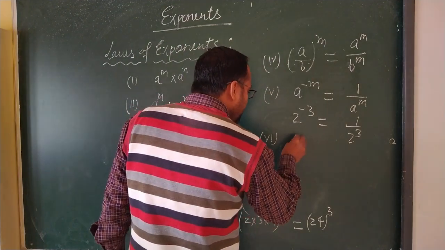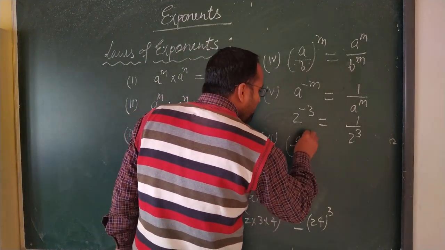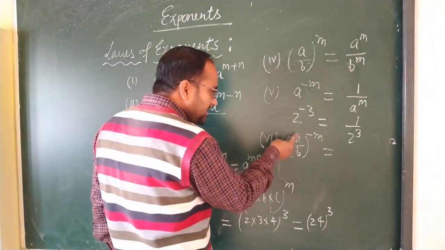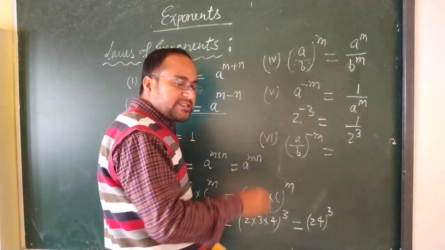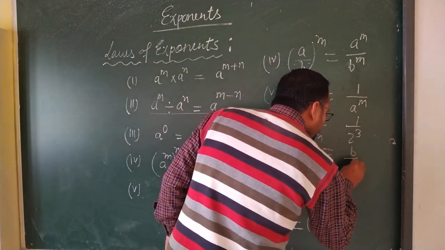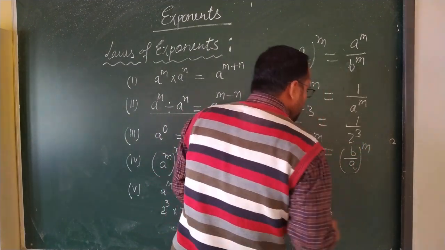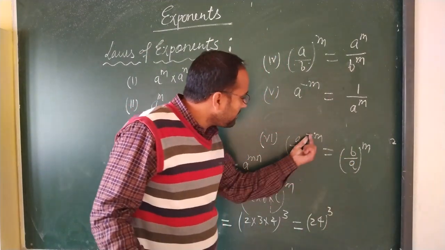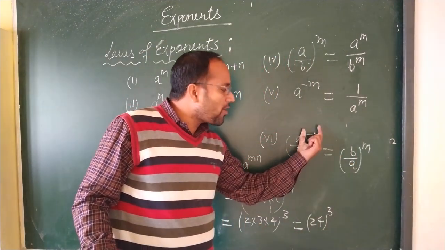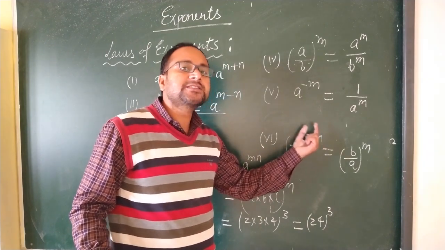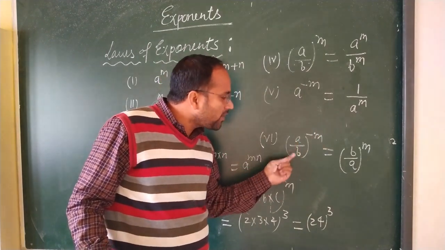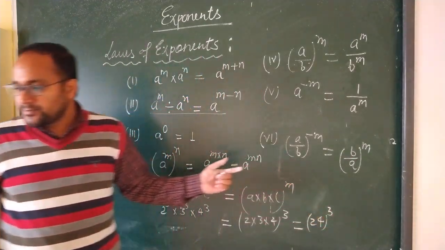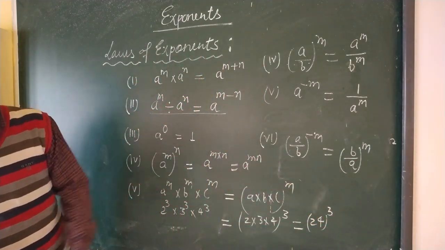Now the next one is. Suppose it is given that (a upon b) to the power minus m, and you want to change it into a positive, then you change your base into its reciprocal. You will get (b upon a) to the power positive m. So a upon b to the power minus m, and you want to change this minus m into positive, change your base into a reciprocal. You will get b upon a to the power m. Okay, then it is very easy to solve your problems.